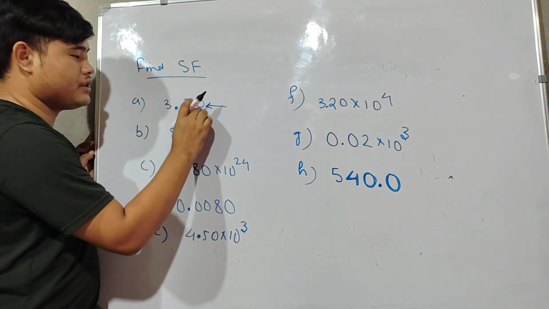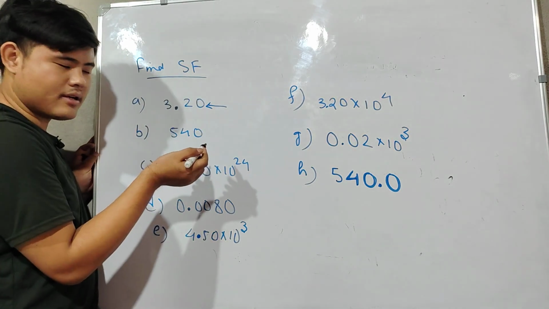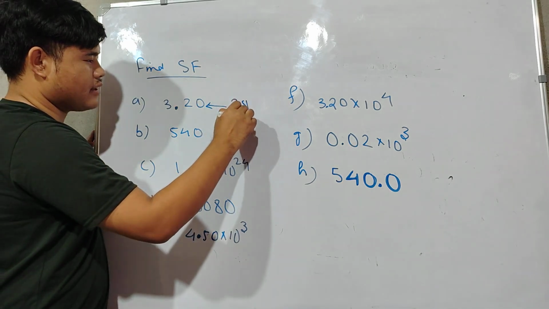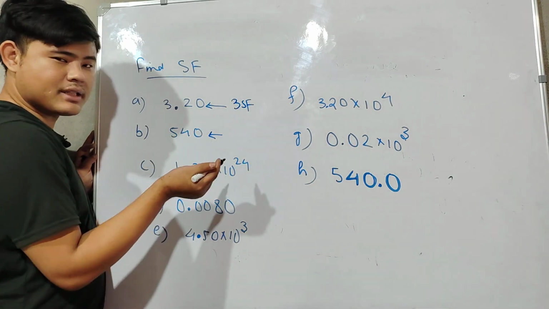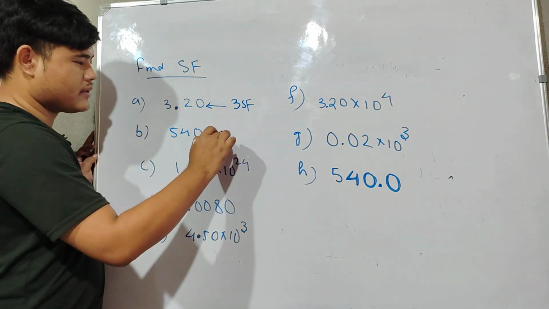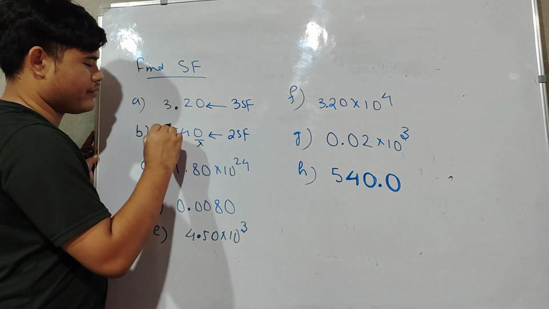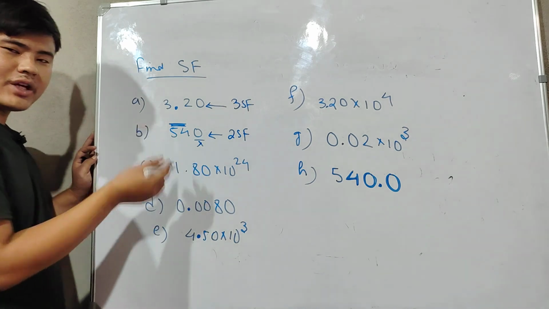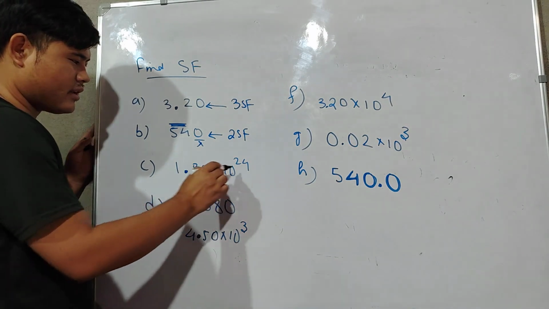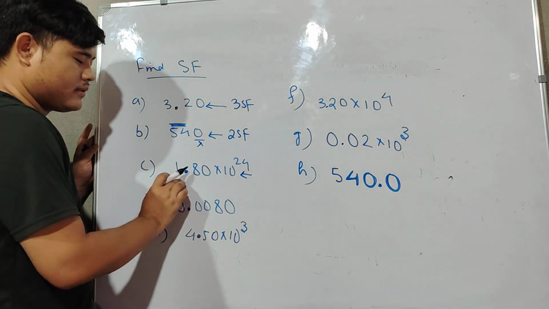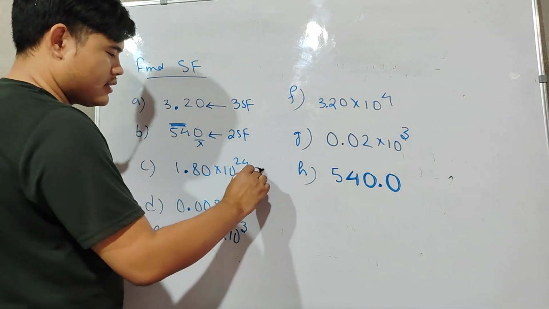So now 3.20, the 0 is after the decimal, so it will be counted as significant. This 3 and 2 are also significant figures. So 3 significant figures here. Similarly here, this 0 is without a decimal, so it is not significant. Only 2 significant figures here. This 0 without a decimal means trailing zeros are not significant. Now here how many significant figures? The 0 will count as significant because of the decimal. So 1, 8, 0: 3 significant figures.